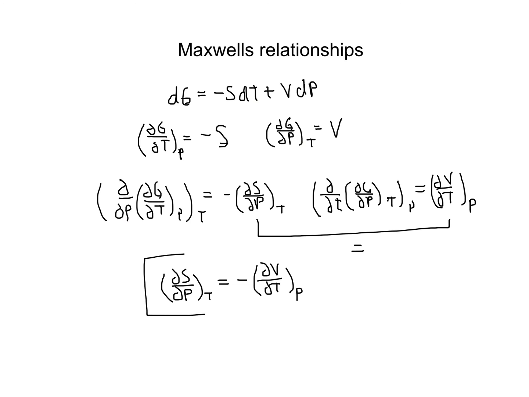This is a very useful expression because if I want to measure how the entropy changes when I change the pressure of the system at constant temperature, I need only measure in the lab how the volume changes with respect to temperature at constant pressure. The right-hand side of this equation is all in terms of quantities that I can measure, and so I can go into the lab and make measurements of volume and temperature at constant pressure and use those measurements to calculate a change in the entropy.